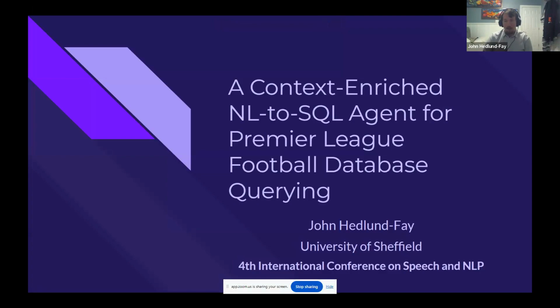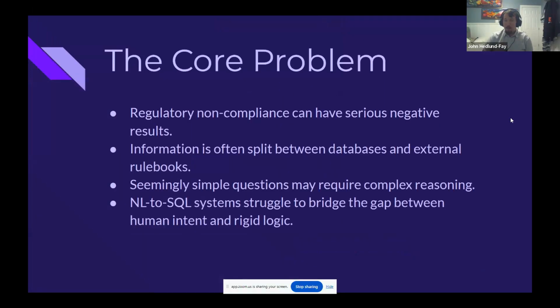John Hedlund-Fay, and today I'll be presenting my research into a context-enriched NL-to-SQL agent for Premier League football database querying. Prior to conducting this research, I worked professionally for the Premier League, managing their relational databases for many years.